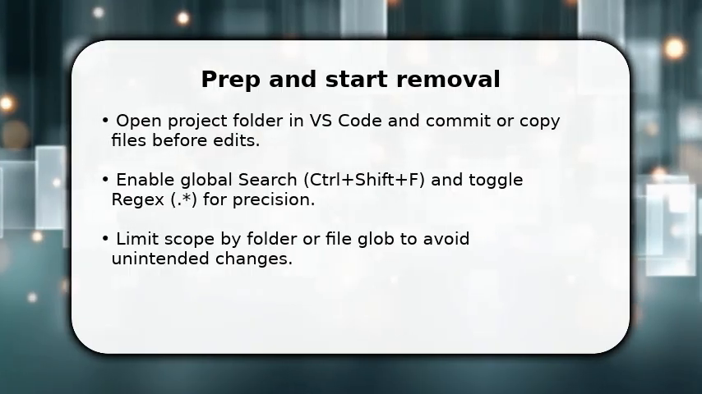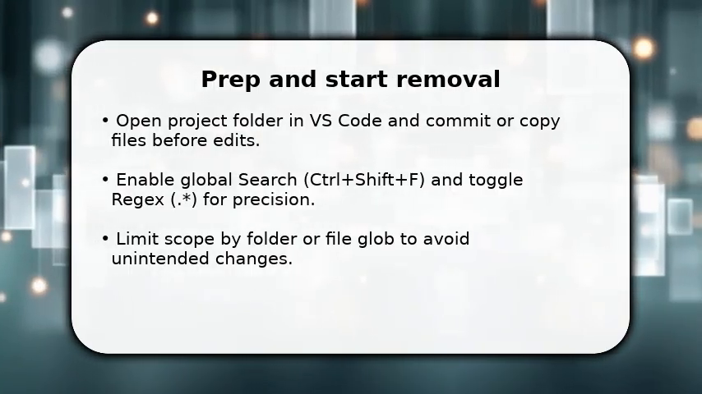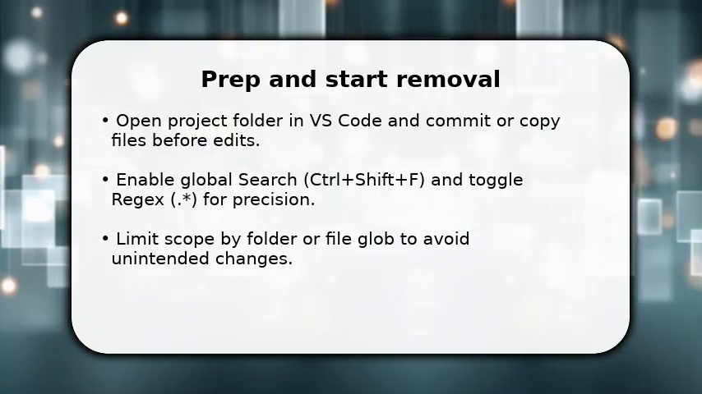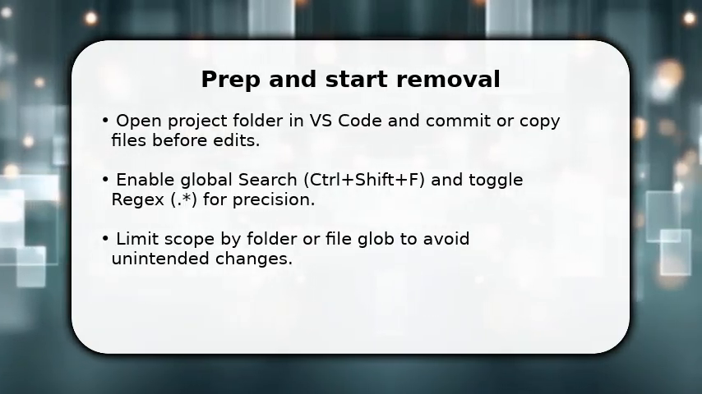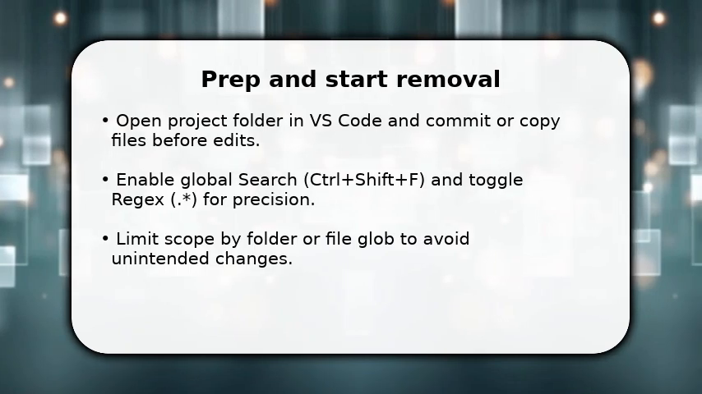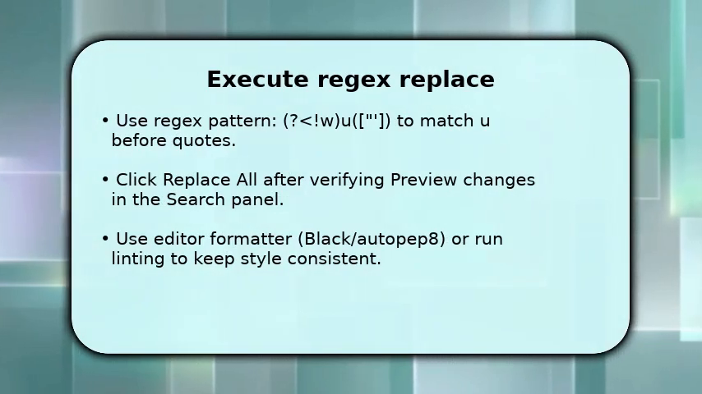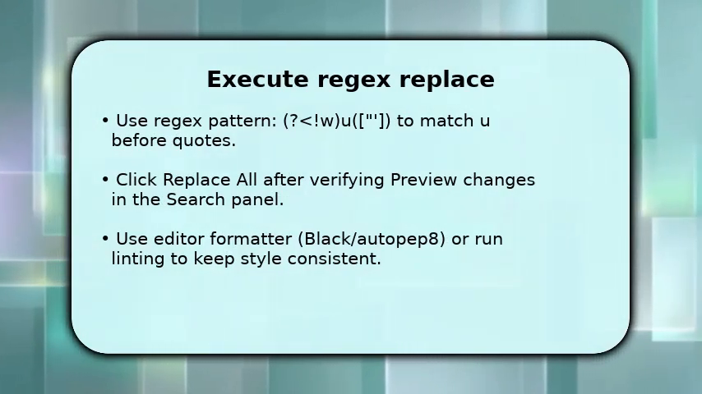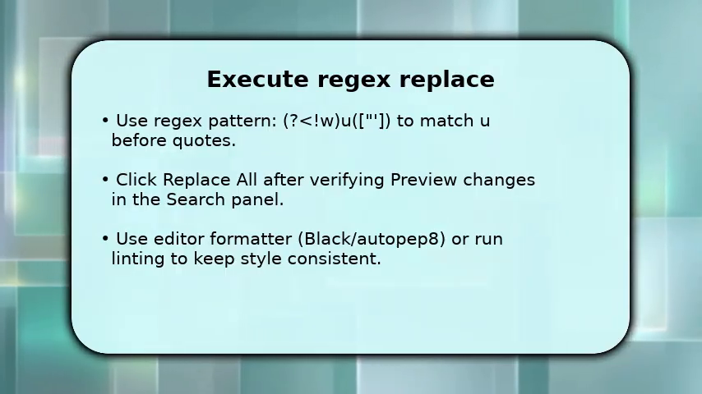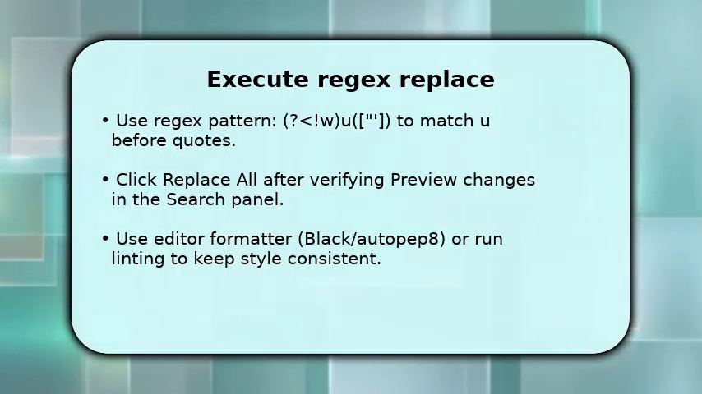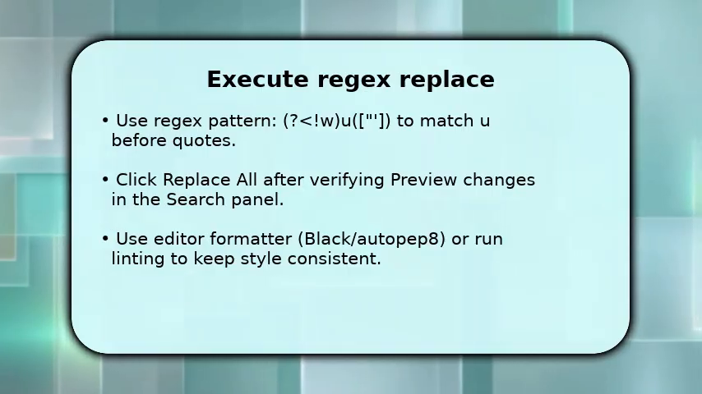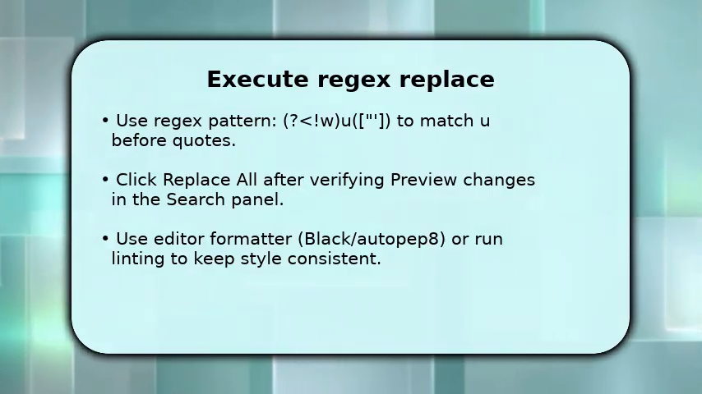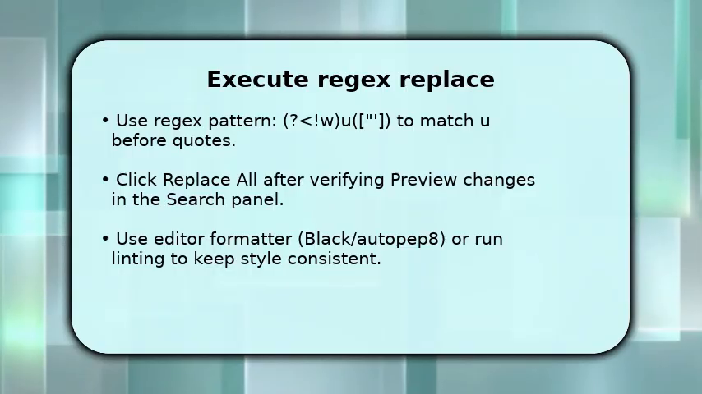Once done, run a quick preview so you can see matches. This ensures you make surgical edits rather than sweeping, unsafe replacements that break code or data. Now perform the actual replacement with care. In Rejects mode, use the pattern \WU and replace with \1 to remove only the U prefix before string delimiters. Preview the matches, then apply Replace All only after sampling results.